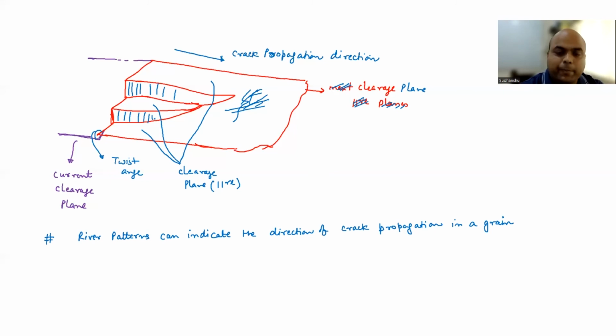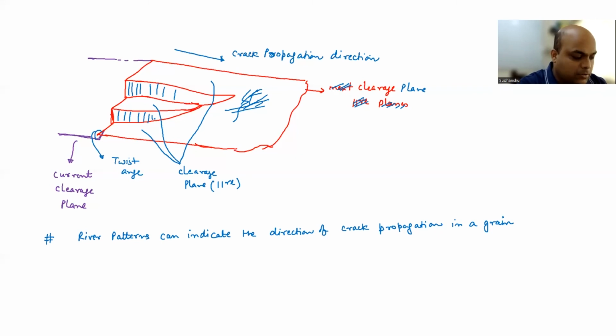Okay, so by looking at the feature, you should now be able to tell what the crack propagation direction is in that particular drain. It might change between the drains, right? Overall, the crack growth could be in one direction, but locally it might change here and there. So this is about the river pattern.